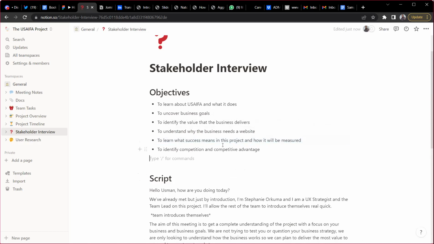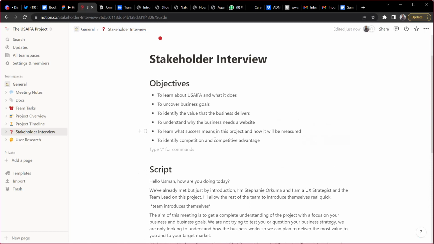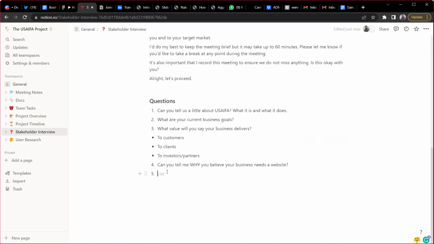To learn what success means in this project and how it will be measured. Okay, so here we have two things. First is to learn what success means, and the next is how it will be measured. We're going to start with the first half: to learn what success means. What does success mean to you? I like this because I don't want the person to start telling me, oh, success means when I am rich and I'm famous. I don't care about you. I do care about you, but my focus here is on the project, right? So what does success in this project look like to you?